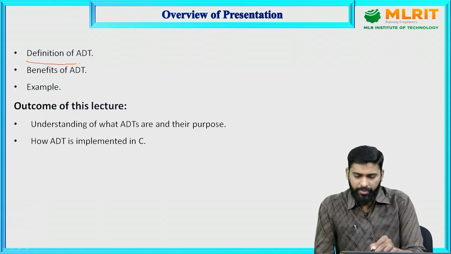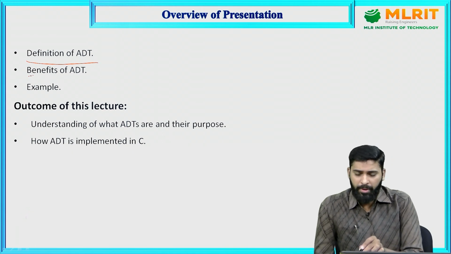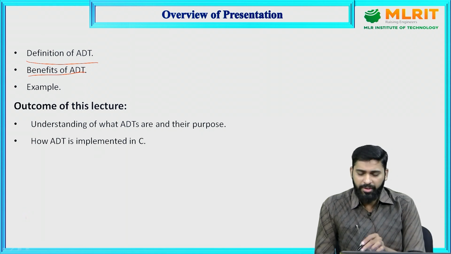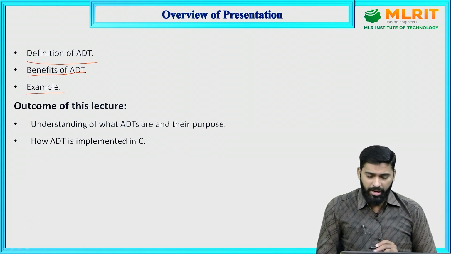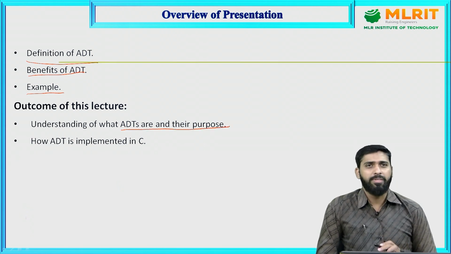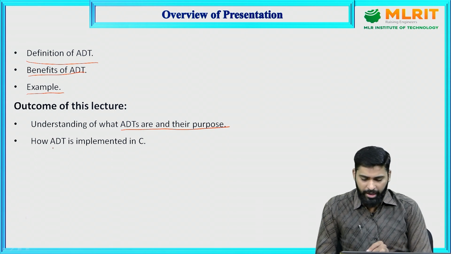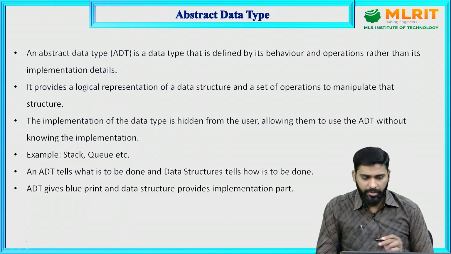After that we learn about the benefits we have because of abstract data type, and we discuss ADT with one example. The outcome of this lecture is understanding what ADTs are and their purpose. So what is the purpose of ADT, and we learn about how to implement ADT in C. These are the outcomes of this class.